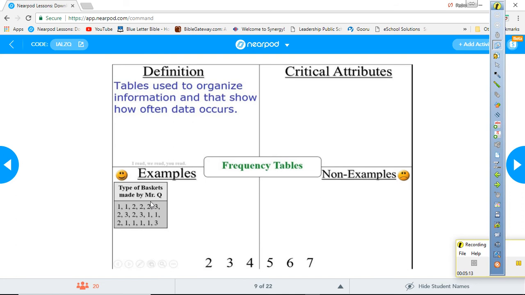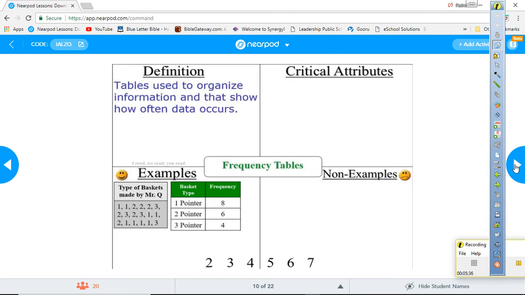What data do they give us? Types of baskets made by Mr. Q. All right, so what baskets did I make? 1 pointers, 1 and 1, 2, 2, 2, 3, 2, 3, 2, 3, 1, 1, 2, 1, 1, 1, 1, and 3. Okay, that's only data. However, let me fill out a frequency table using that information. So look at your example box. Copy that frequency table. That green table is a frequency table.